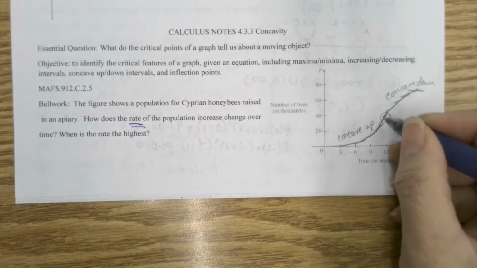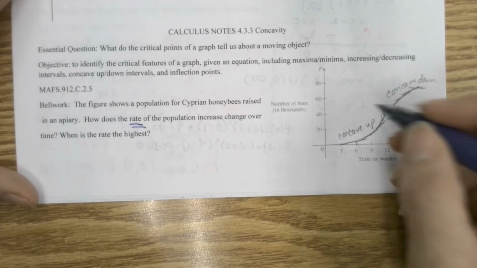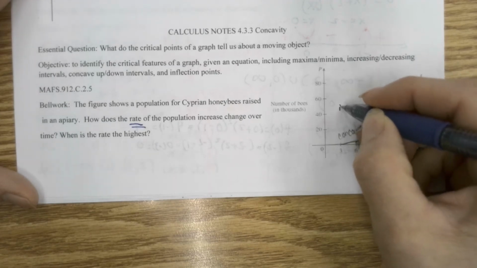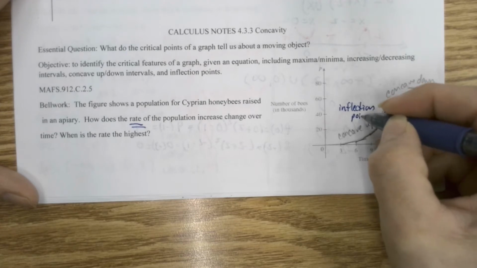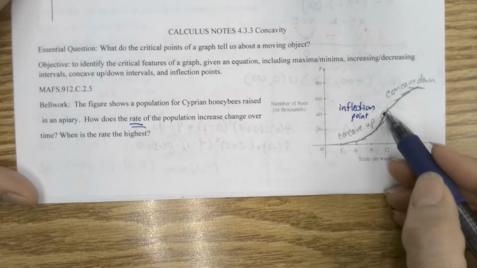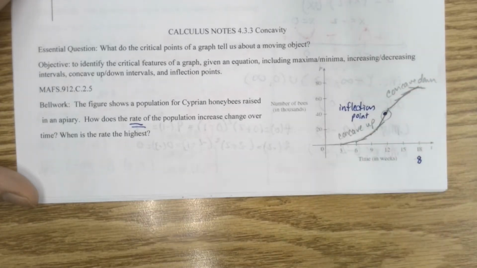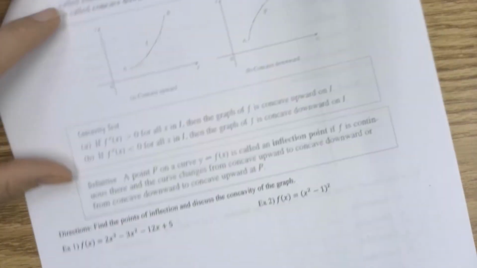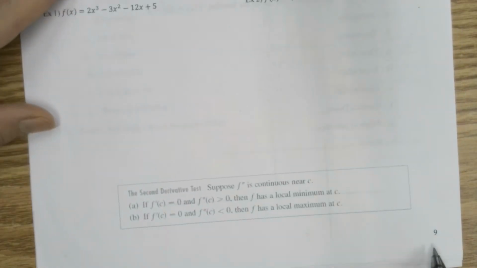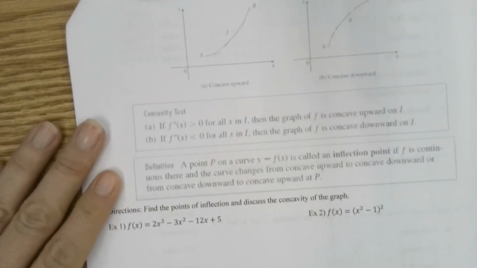And this magical point where we switch from concave up to concave down, we call this an inflection point. What we're going to do today is identify inflection points and classify intervals as either concave up or concave down. So let's jump to the next page in our notes packet. I am now on page 9 of your notes packet.